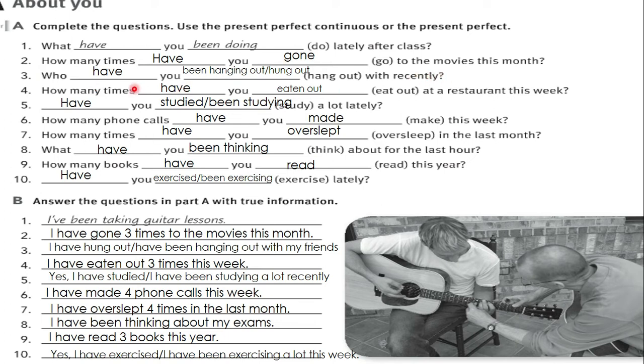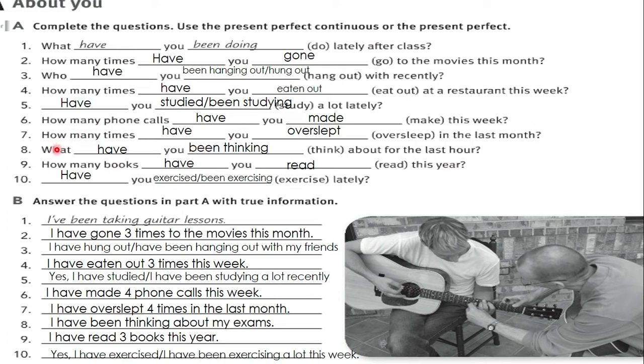How many times have you eaten out at a restaurant this week? How many times is used only with the present perfect. Number 5. Have you studied or have you been studying a lot lately? We can use both because lately is used with present perfect and present perfect continuous. How many phone calls have you made this week? Okay? How many? When I ask how many, you use present perfect. Number 7. How many times have you overslept in the last month? How many? It's only with present perfect.